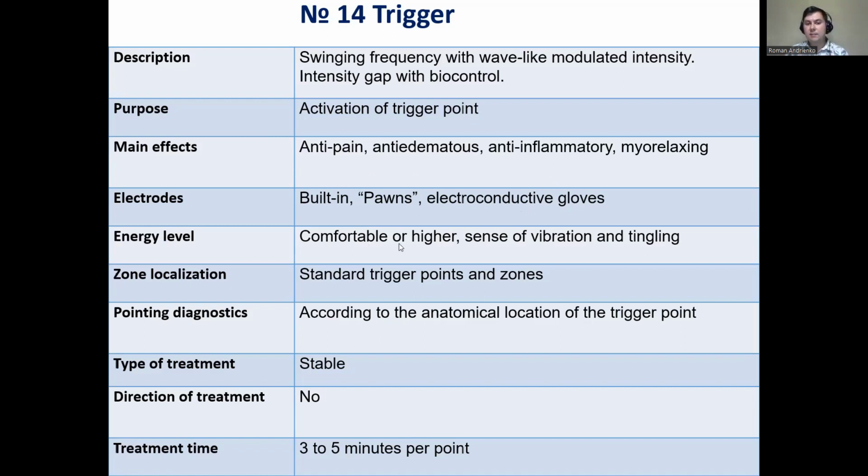We set comfortable driven energy or higher. We use the standard trigger points and zones. If you're a physiotherapist, you're super familiar with that. We are pointing our electrode at the anatomical locations of the trigger points. We don't move our electrode, and we spend 3 to 5 minutes per each trigger point.